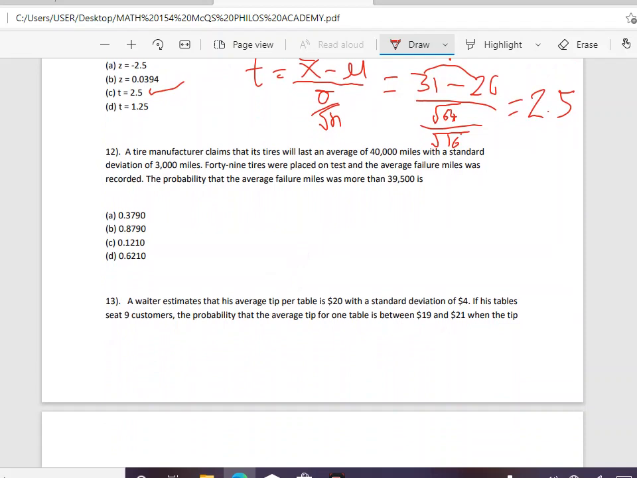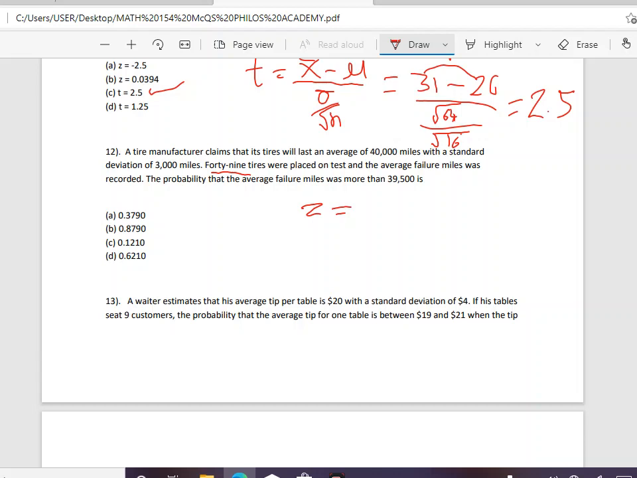So question 12. A tire manufacturer claims that each tire will last an average 40,000 miles with a standard deviation of 3,000 miles. Now, 49 tires were placed on a test and average failure miles was recorded. The probability that the average failure miles was more than 39,500 is, okay, to solve this, we are going to find Z. The sample size is large, 49. It's more than 30, so we are using Z.